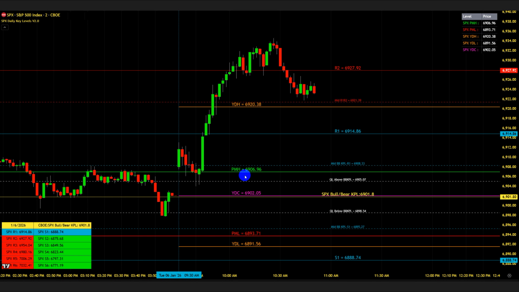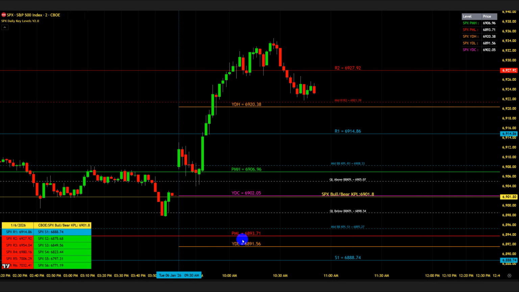Generally speaking, for there to be a large bullish move, price is not only going to have to start closing and holding above the bull bear KPL level, but it is also going to have to start closing above and holding above the pre-market high level. Conversely, for a significant move to the downside, price is going to have to start closing below the bull bear KPL level and holding below it, and also start closing below the pre-market low and holding below that as well.